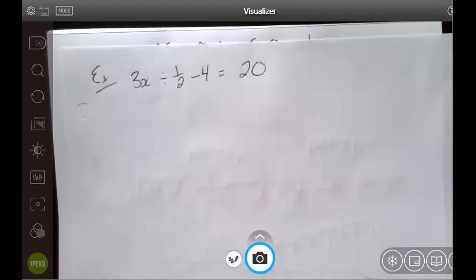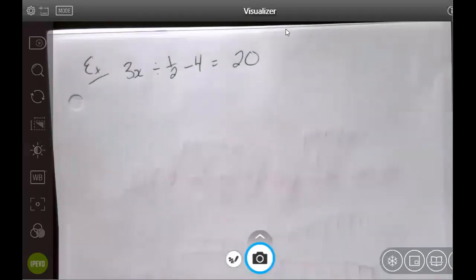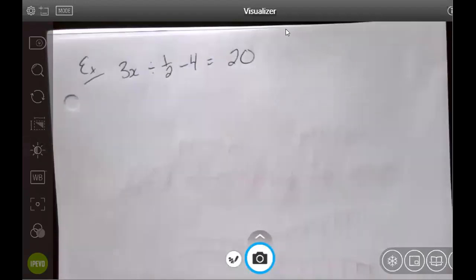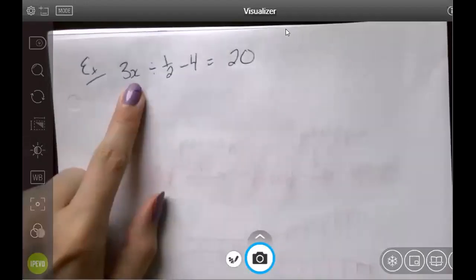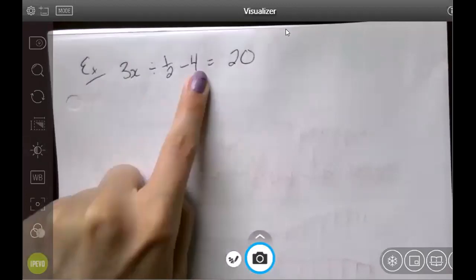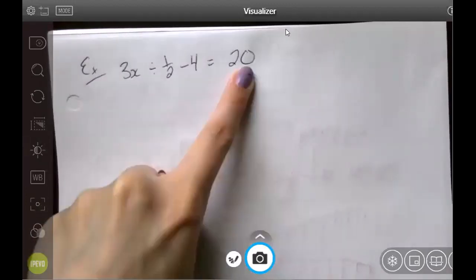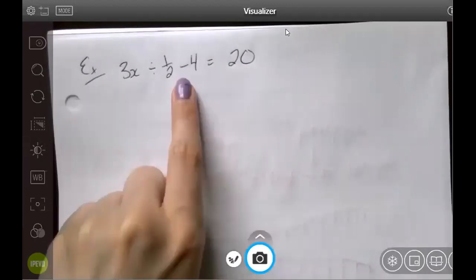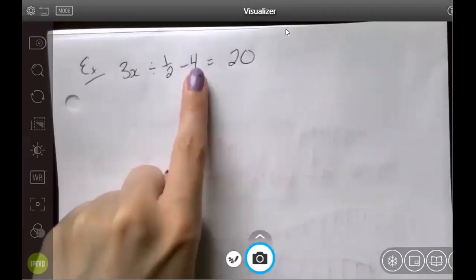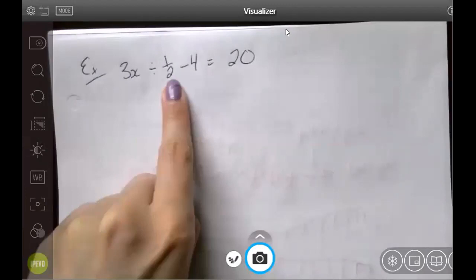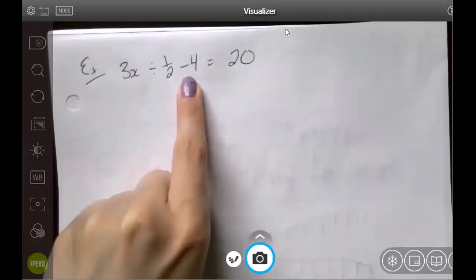Okay, so we'll start with this example here, 3x divided by 1/2 minus 4 equals 20. So we want to get the x by itself, which means that everything else on this side of the equal sign needs to get moved to the other side. And again, we're going to start with the thing that's furthest away from our variable. So we'll start by moving this -4 to the other side.